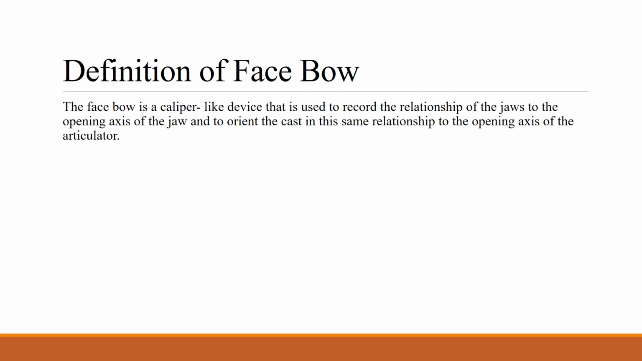So, coming to the definition, a FACEBOW is a caliper-like device that is used to record the relationship of the jaws to the opening axis of the jaw and to orient the cast in the same relationship to the opening axis of an articulator. So it's basically a caliper-like device which records the relationship of the jaws from the base of the skull.